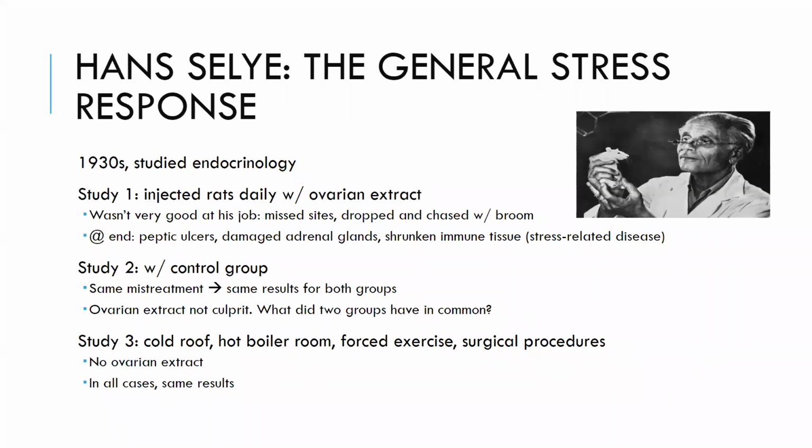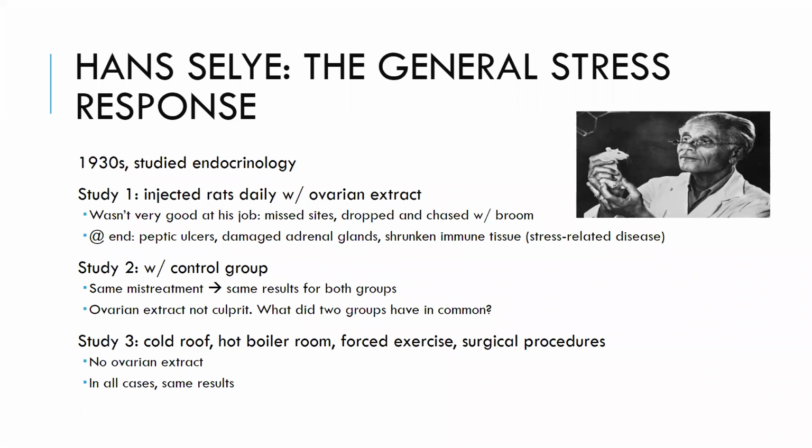So this brings us to a guy named Hans Selye. Hans Selye was an endocrinologist who in the 1930s was studying the impact of an ovarian extract on rats. In his initial study, he injected rats with this ovarian extract on a daily basis. He wasn't very good at some aspects of his job, in that he was very focused on research and getting good data. But he frequently missed injection sites and would end up poking the rats multiple times, or he'd drop them and have to chase them with the broom.